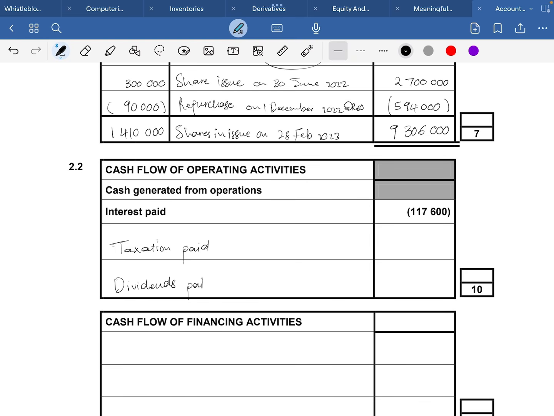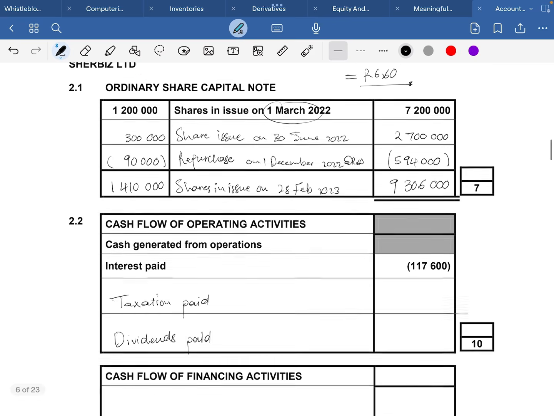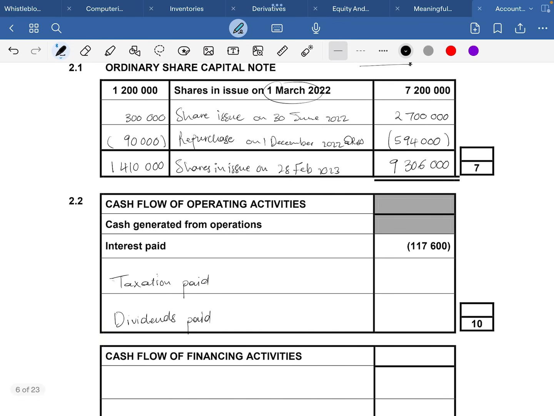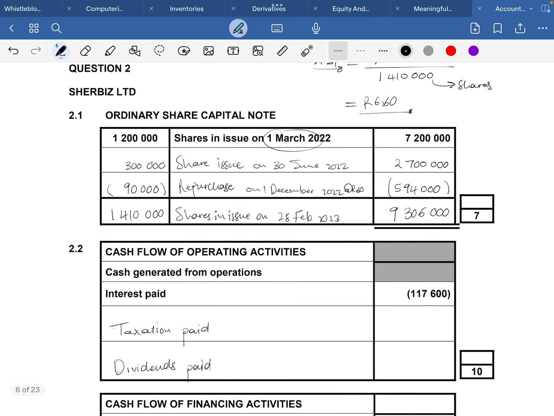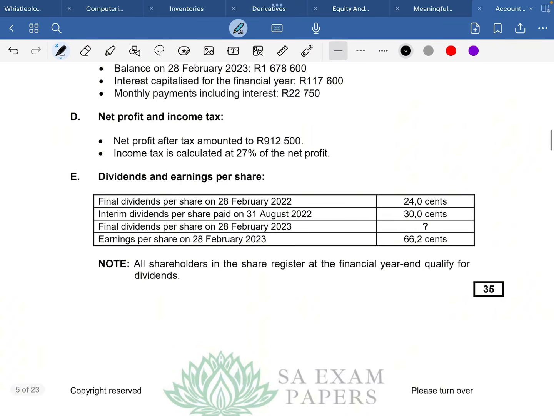Dividends paid, right? Then we just need to look at some information, because these are cash flows of operating activities, right? So the first one we're going to deal with is taxation. If you haven't watched my previous videos on how I deal with taxation when we're working on cash flows, I highly recommend that you go watch those videos when you have time. Okay, so we're going to do taxation paid.